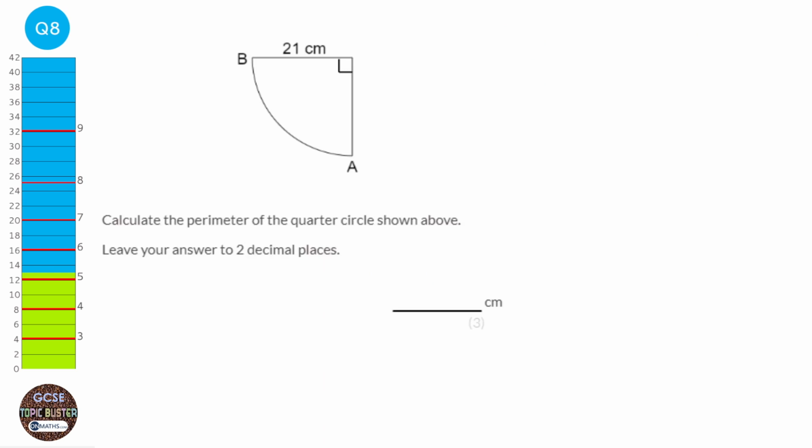The first thing we can do is work out what the circumference of the full circle would be. Obviously we haven't got a full circle here, but what the circumference of the full circle would be had we got a full circle.